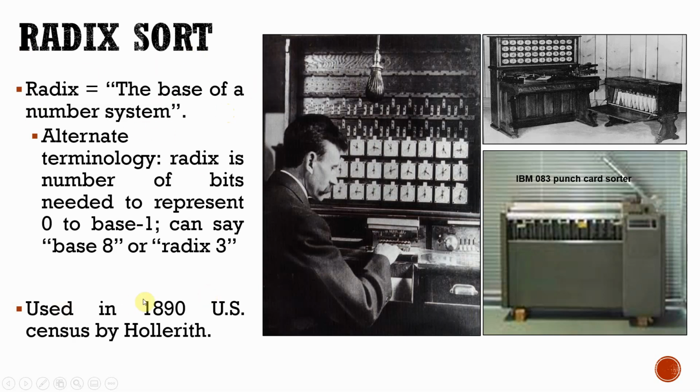It was first used in the 1890 US census. So it's a pretty old algorithm, but still efficient for some scenarios. It was also used in punch card sorters. When computers had punch cards, this sorting algorithm was used.